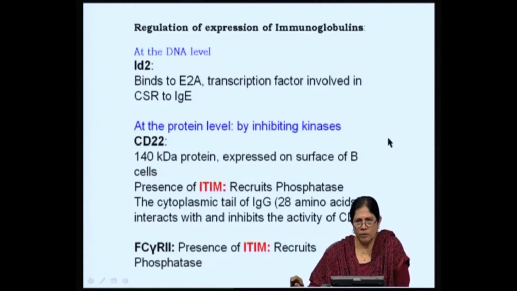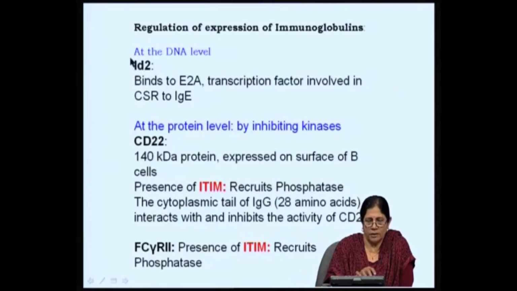Now, regulation of expression of immunoglobulin genes happens at the DNA level by several factors, but it is not very easy to talk about all of them. I would like to talk about those which are very important. For example, ID2. Now, these are more recent literature, and you know that immunology in fact is a young science, and there are more and more additions to the information that we already have at regular intervals. So, regulation of expression of immunoglobulins can happen at the DNA level as well as at the protein level. I will give you examples of this.